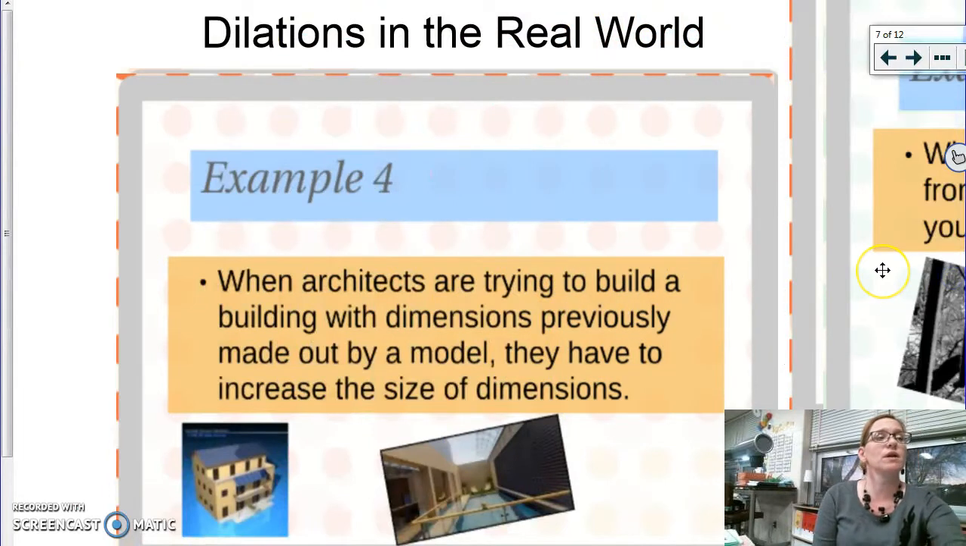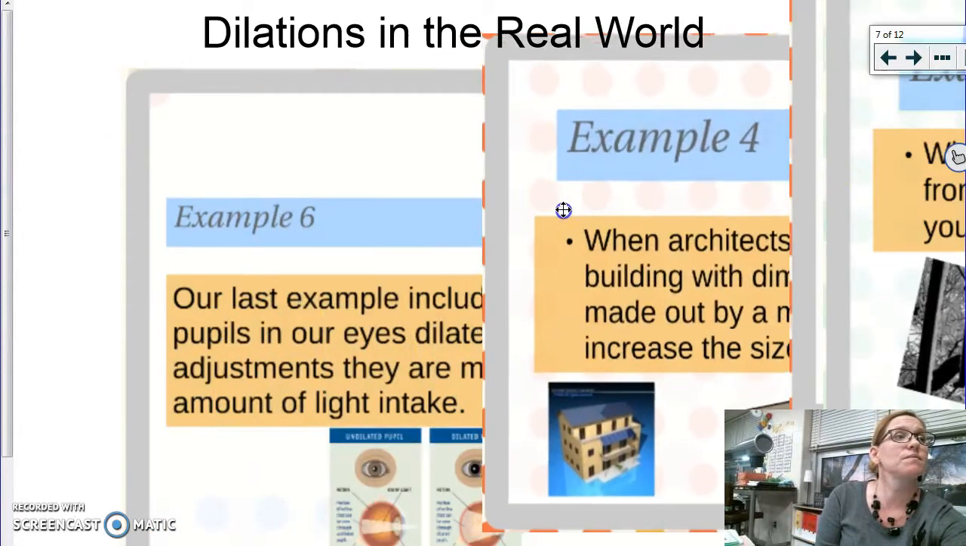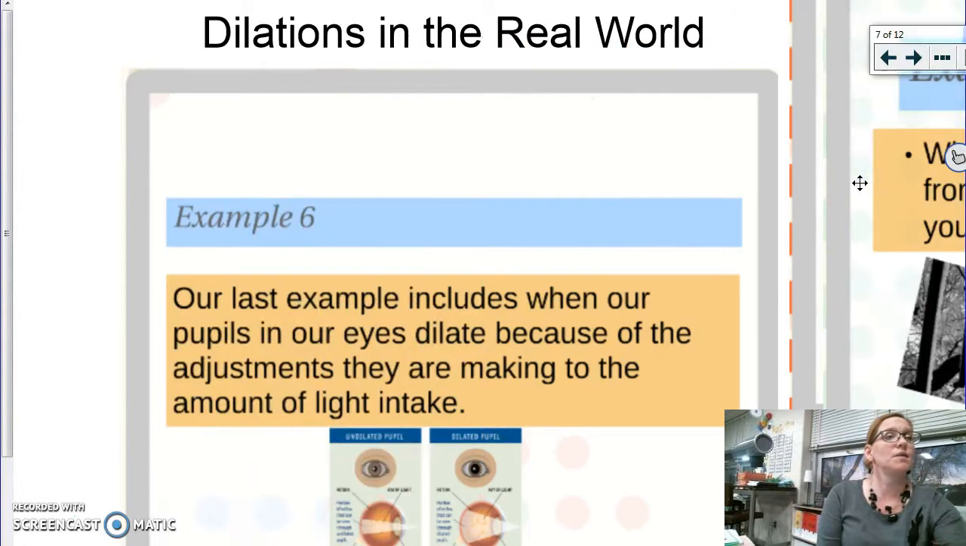Okay. Another example is architecture. When you design a building, when architects are trying to build a building with dimensions previously made out by a model, they have to then increase the size of that dimension so they can get that building to look exactly like the model is supposed to be. So they use scale factors. If you are into any kind of designing whatsoever, usually you start with a model first, and that is all with dilations.